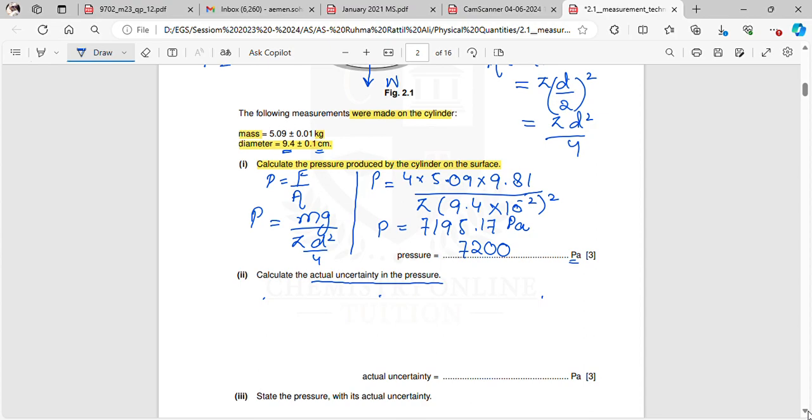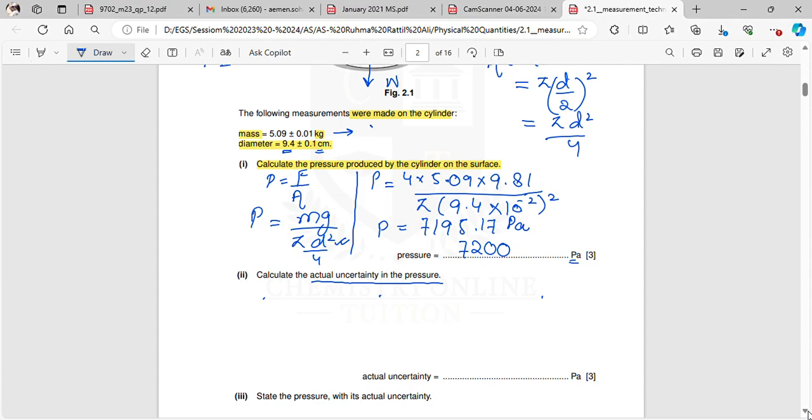Now they're saying calculate the actual uncertainty in the pressure. The pressure formula is using mass and d squared. D is squared. For actual uncertainty, the first thing that I need to do is, because this is a formula where division is involved, I cannot solve it by adding the absolute uncertainties. I need to find the percentage uncertainty.